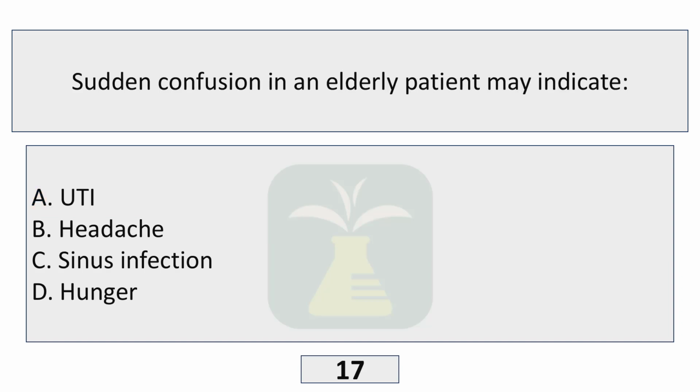Sudden confusion in an elderly patient may indicate: A. UTI. B. Headache. C. Sinus infection. D. Hunger. Correct answer, UTI. UTIs commonly cause acute confusion, delirium, in older adults.